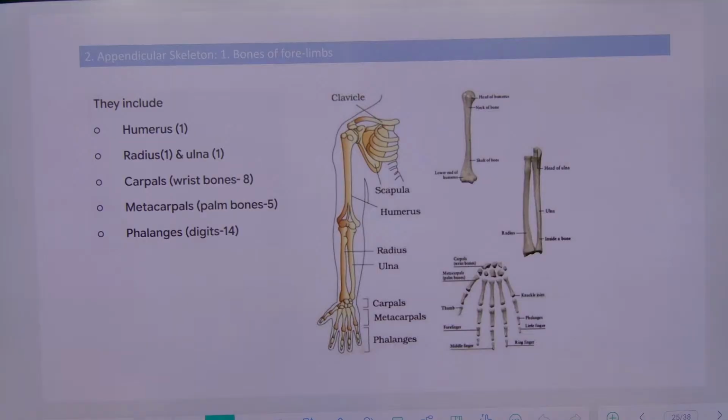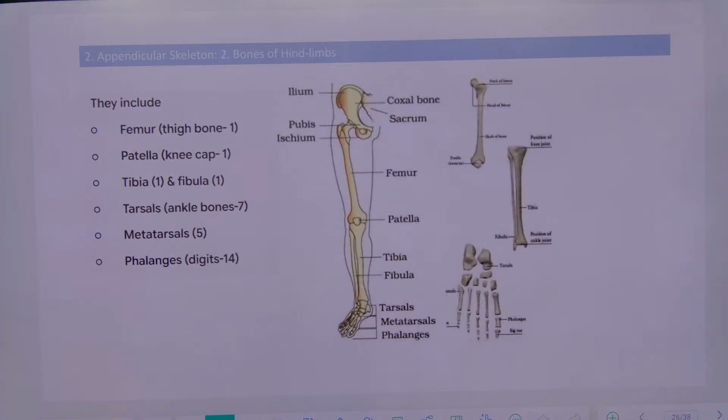After that, coming to the appendicular skeleton, we have hands and legs. So what are the bones present in the hands? In NEET 2026, they asked the order of this, not for the hand, but they gave the order for the leg. What is the order? How are the bones arranged? That is what we have to remember.